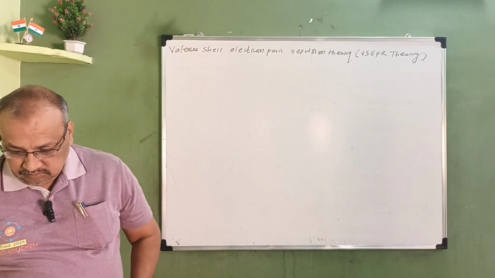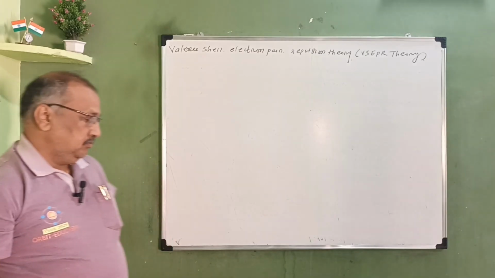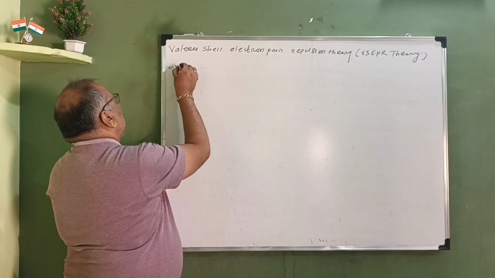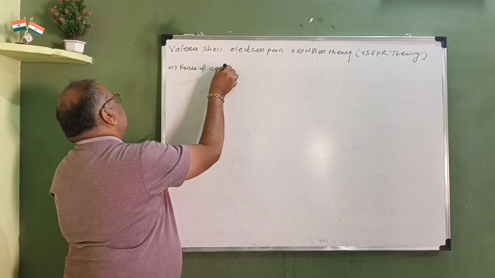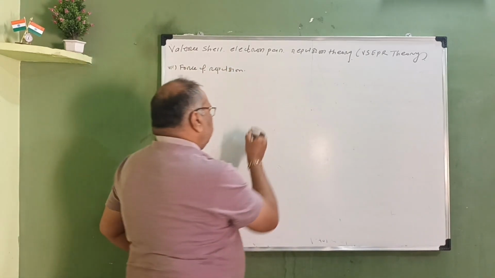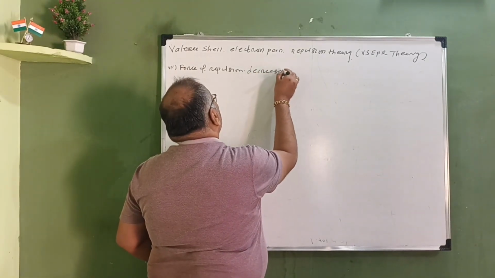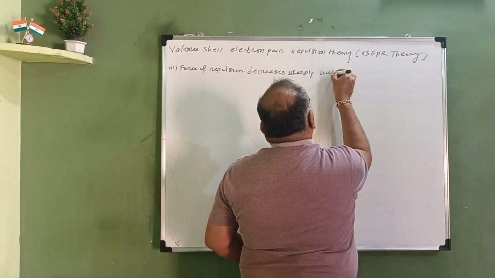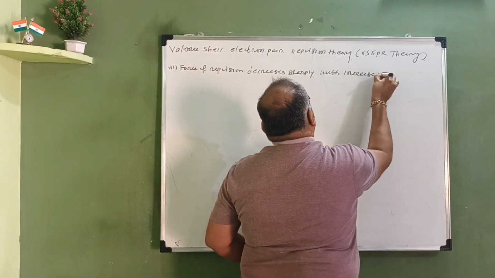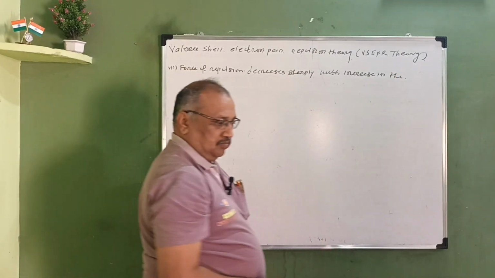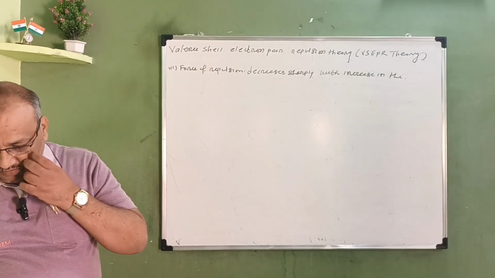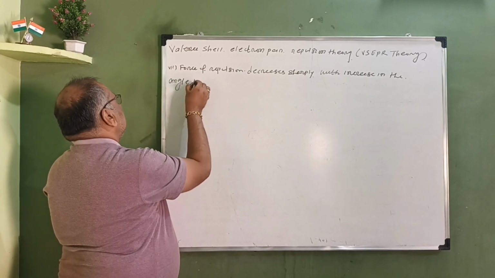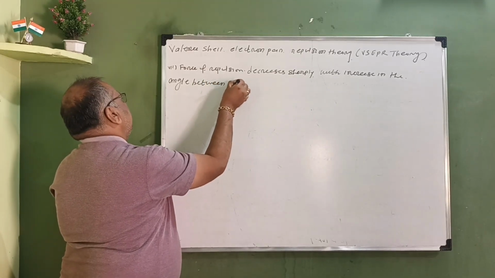Now we have the next point. Force of repulsion decreases sharply with increasing angle between electron pairs.